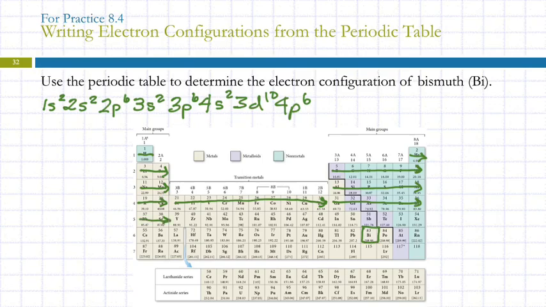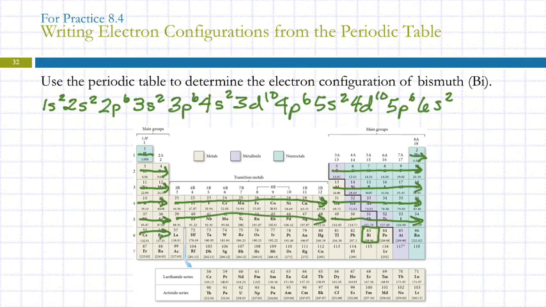And then over here, 5s2. And again with the D block, this isn't 5, it's 4. So this is 4d10. And then this is 5p6. 6s2.